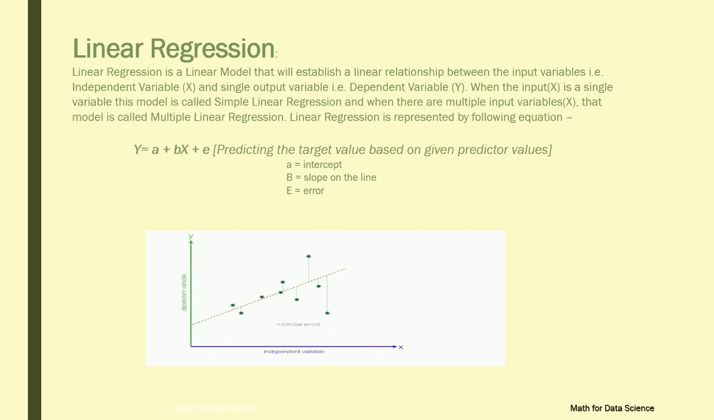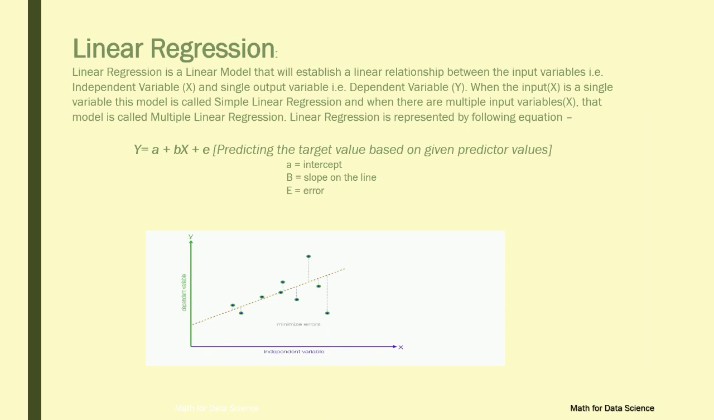If we go by the definition of linear regression, it's a linear model that will establish a linear relationship between the input variables, that is, independent variable x and a single output variable, that is a dependent variable y. When the input x is a single variable, this model is called a simple linear regression, and when there are multiple input variables x, then the model is called a multiple linear regression.